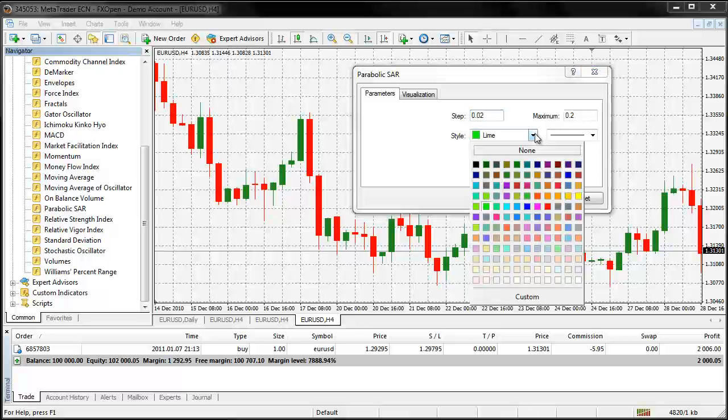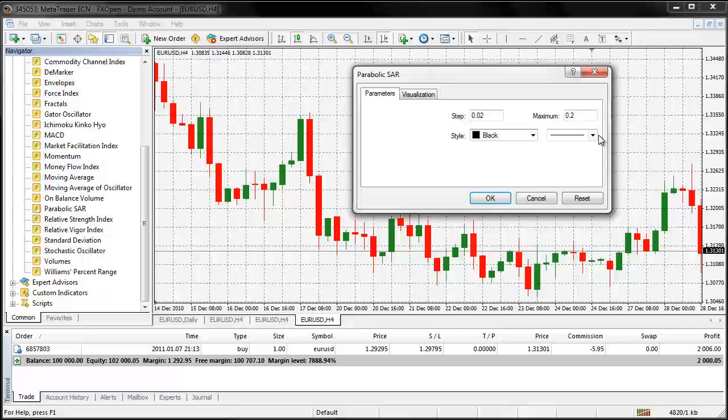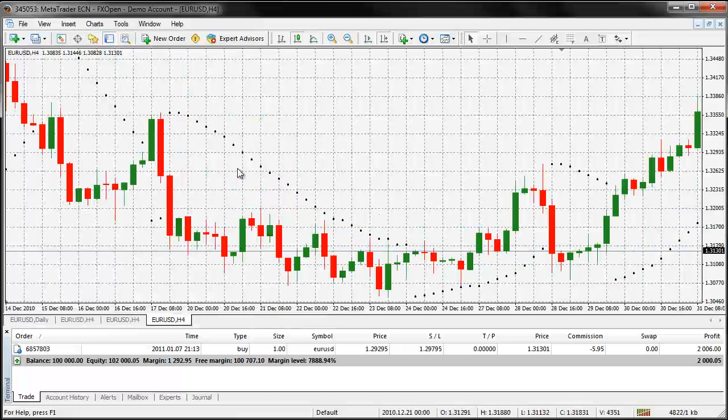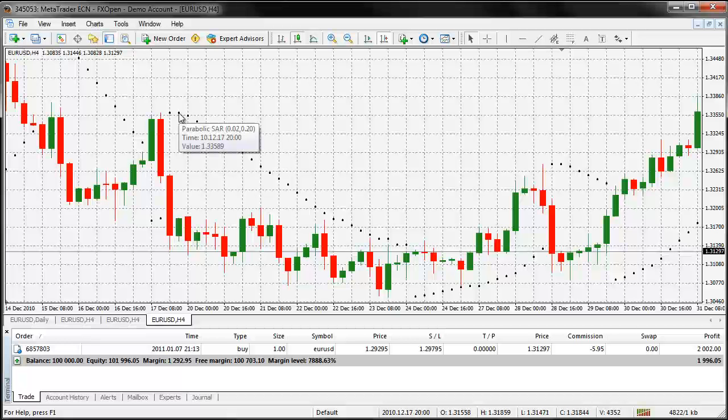Go ahead to the style, just choose black and then go to the second one here and click on OK. The rule of thumb here is that when you see these lines above the candles, it lets you know to go short, and you go short basically after the second little dot there. The buy trades are the opposite. You'll see these dots appear below the candles and then go long after the second little dot there.